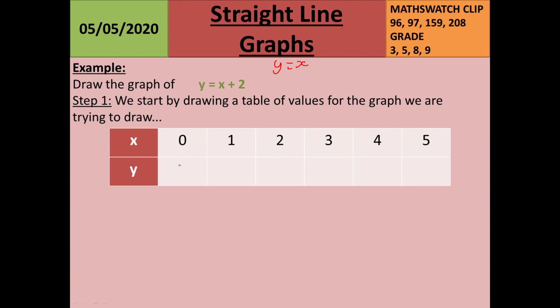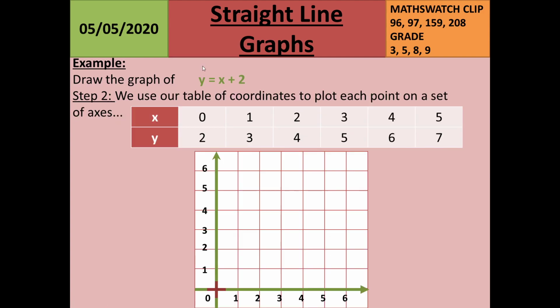So the x coordinate is 0, the y coordinate is 0 plus 2, which is 2. The x coordinate is 1, so the y coordinate is going to be 1 plus 2, which is 3. The x coordinate is 2, the y coordinate is 2 plus 2, which is 4. 3 plus 2 is 5, 4 plus 2 is 6, and 5 plus 2 is 7. So we're able to generate a table of values by using the equation, just thinking about what the equation tells us. Okay, so now we've got our table of values, we can draw ourselves a set of axes, and we can start plotting them.